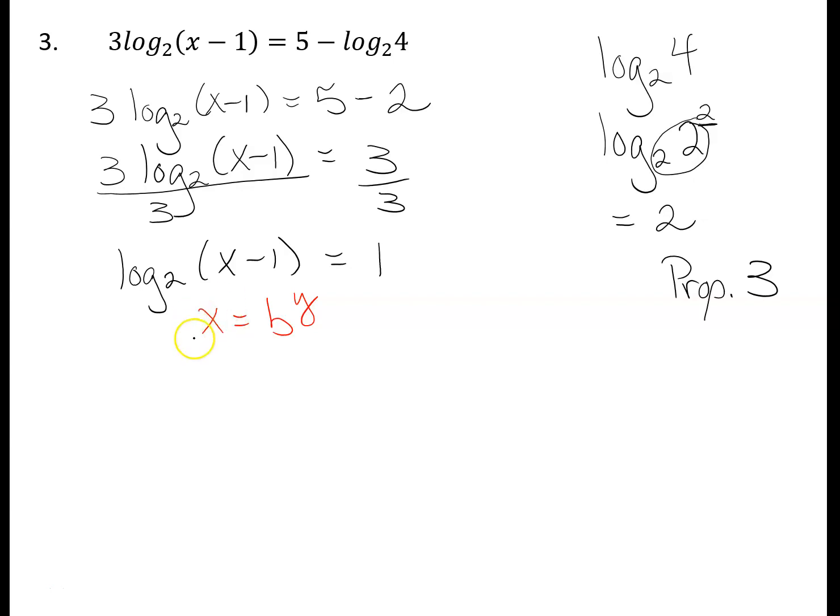Okay, so in place of x, you should have x minus 1. In place of b, that's your little subscript number, you should have a 2. And y is 1. So since the exponent is 1, you can write it or not write it. It's the same thing as just a 2. And then you're ready to solve. Just add 1 to both sides and we get x equals 3.